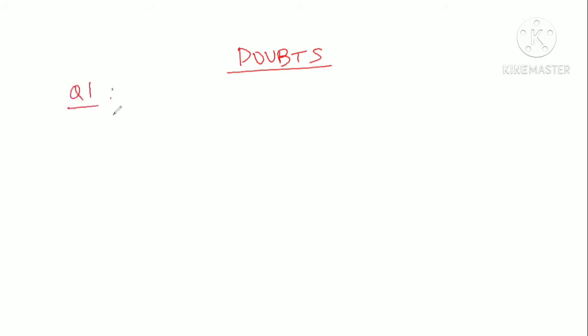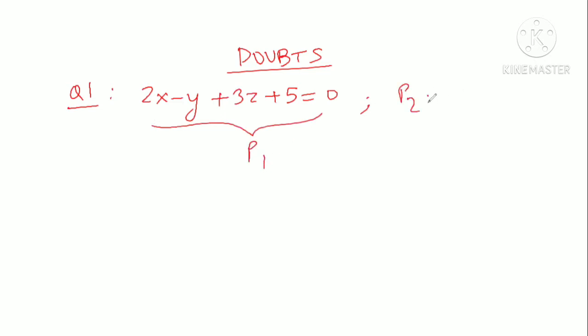Question number one says that the plane 2x minus y plus 3z plus 5 is equal to 0, so this is plane P1, and we have a plane P2: 5x minus 4y minus 2z plus 1 is equal to 0.